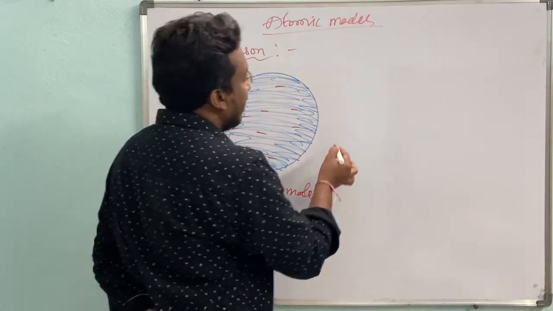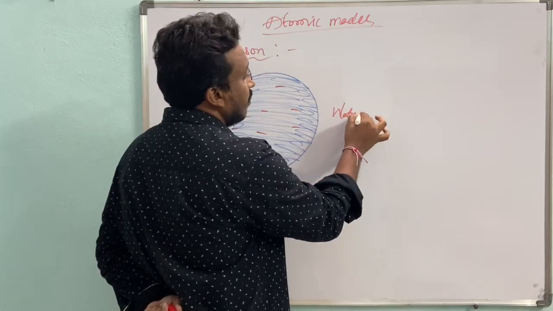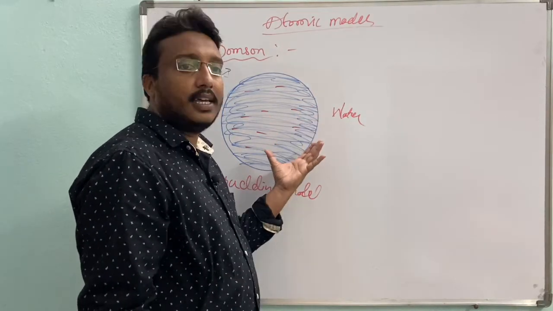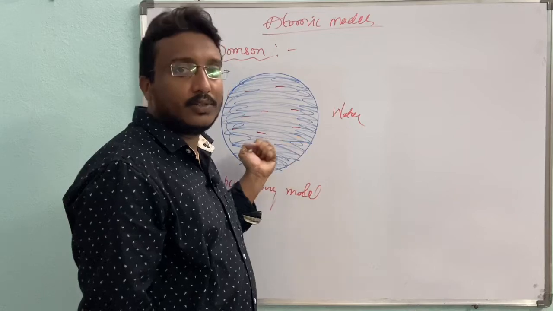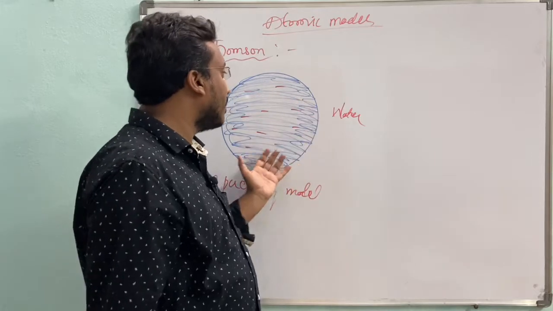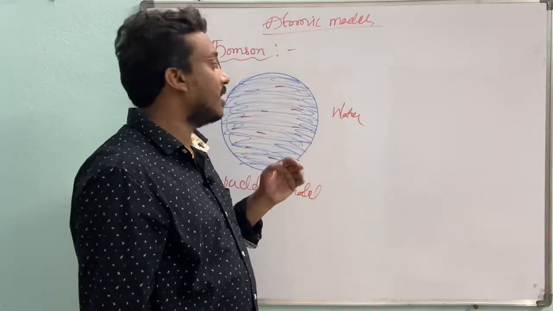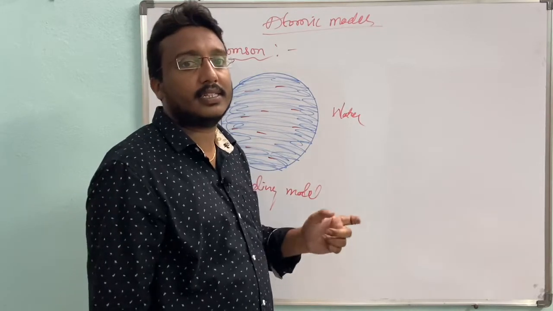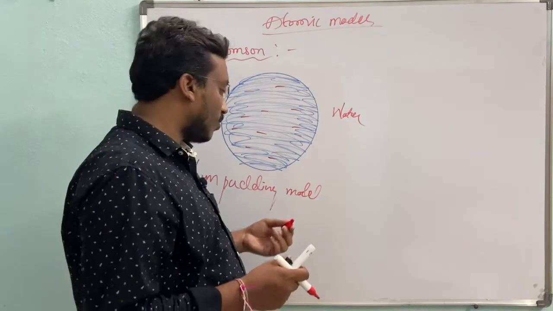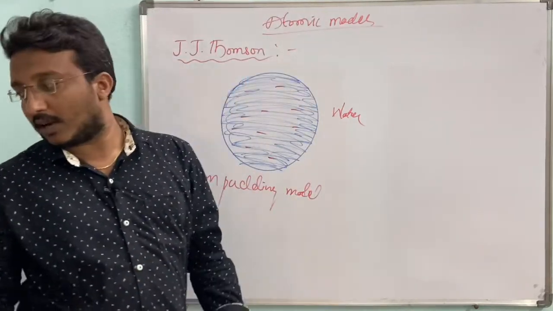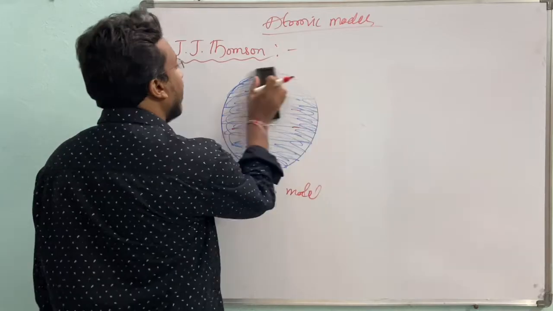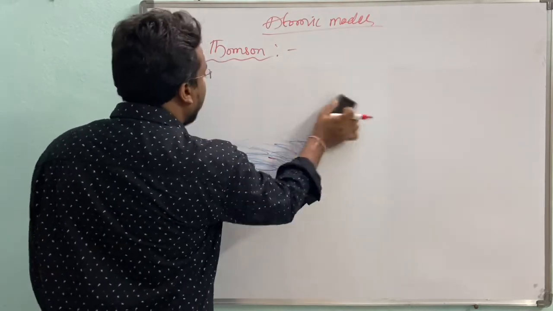Or otherwise, the watermelon model. In a watermelon, the red portion is considered as the positive charge. A watermelon is almost spherical in shape. In that, the red portion is considered positive charge, and the seeds of the watermelon are considered as negatively charged particles. So this model is called the plum pudding model or the watermelon type model. This was given by J.J. Thomson.